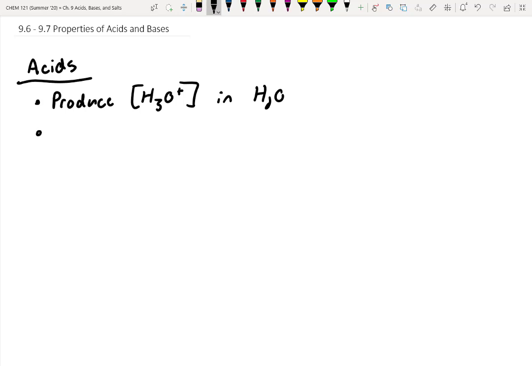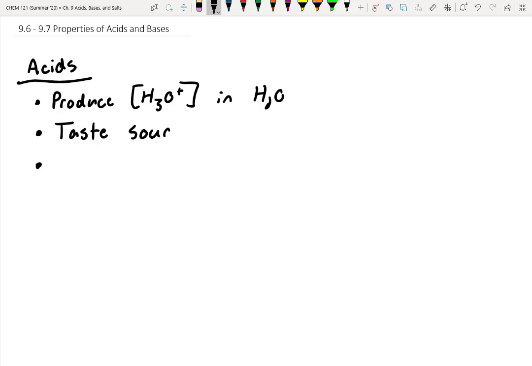The next one is a little bit funny. It's that most acids taste sour. I normally don't recommend tasting any sort of reagent in lab, but if you're at home, citric acid, which is found in citrus fruits, tastes kind of sour. So if you bite into a lemon, that's that sour taste that you're sensing.